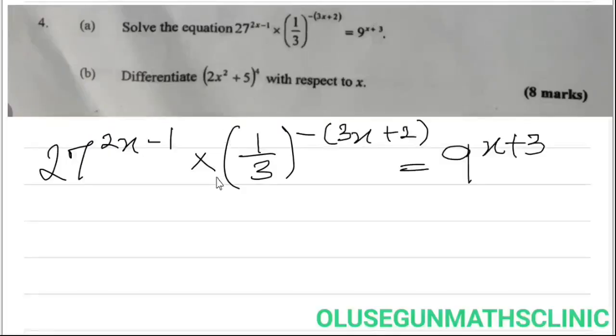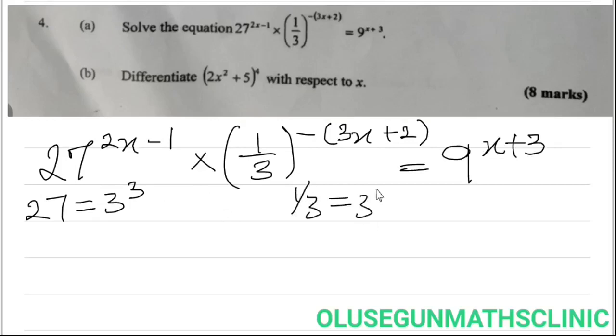In solving these questions, the first thing you need to do is write out the factors of 27 and 9. 27 can be written as 3 raised to power 3, and 1 over 3 can be written as 3 raised to power minus 1. Moreover, 9 can be written as 3 squared. If these figures can be written in this form, you are able to solve this question easily. But before we proceed, let's see what to write.